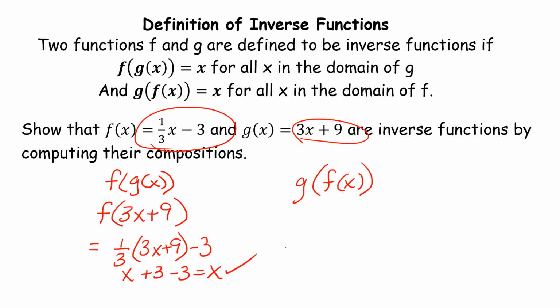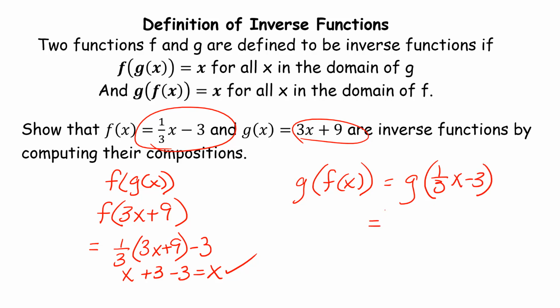That is x. So when you put x into the g function, and then you take that and put it into the f function, you just get x back again. So that would indicate that f and g are inverses, but we have to make sure it works both ways. So g of f of x is going to be g of 1/3 x minus 3. That's what f of x is.